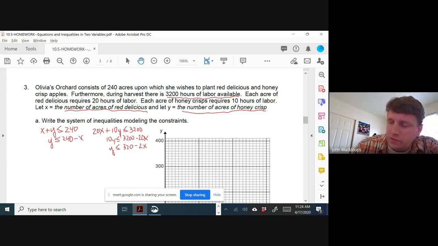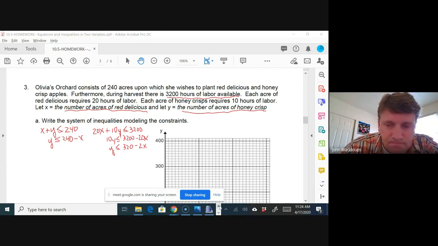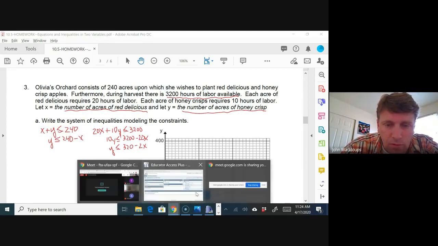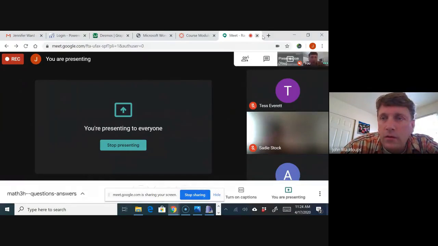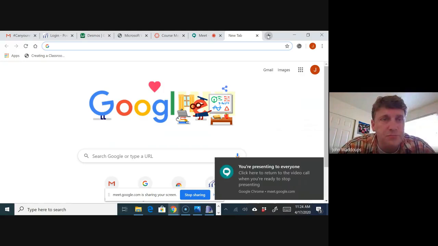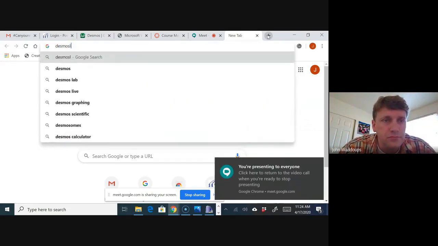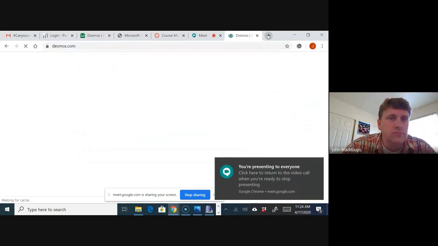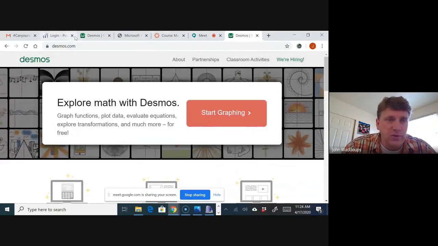At this point, you can use your graphing calculator. You can graph it by hand. I'm going to do something a little bit different. I'm going to use Desmos. If you haven't used Desmos, it's a really nice application. It's a lot faster than just a regular graphing calculator.